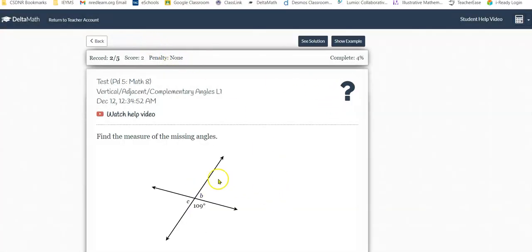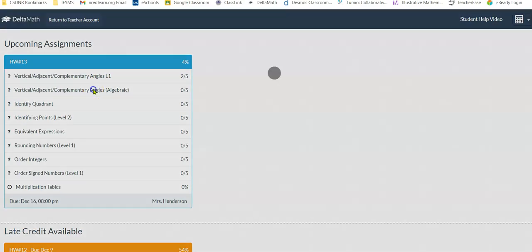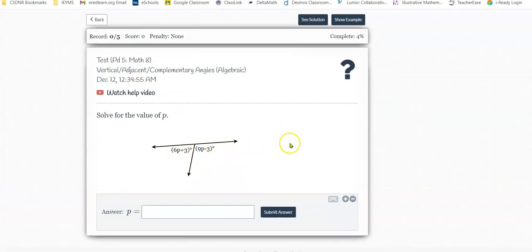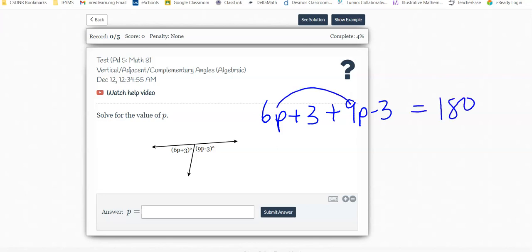This topic should feel familiar to you. We've done it a few times. This time, for the second lesson, your angles will be algebraic. So you're going to need to combine like terms and identify the relationship. 6p and 9p make 15p, and plus 3 and minus 3 make 0. Now, since those make a 0, we in fact don't even have to write that.